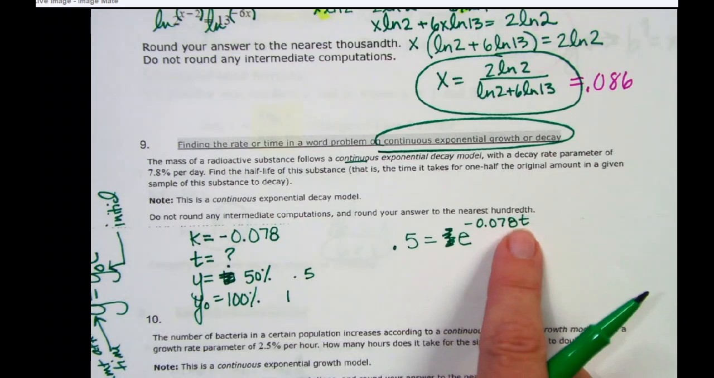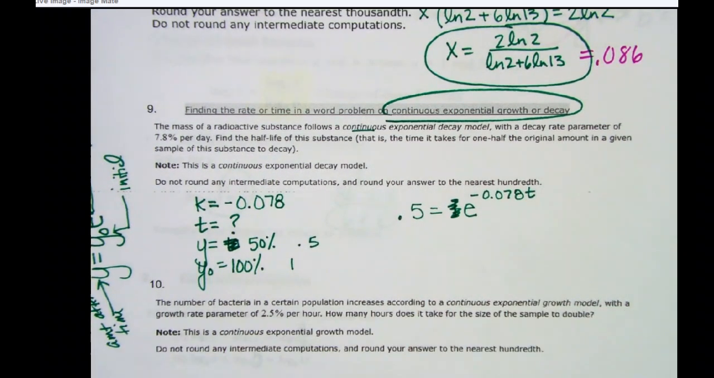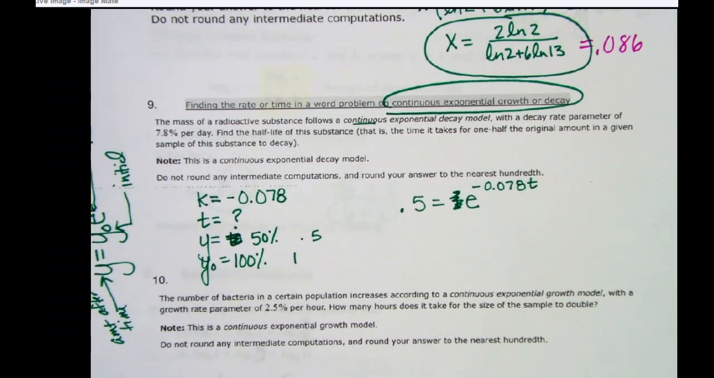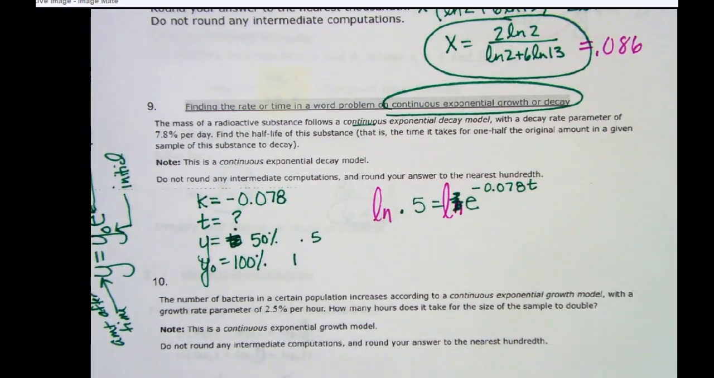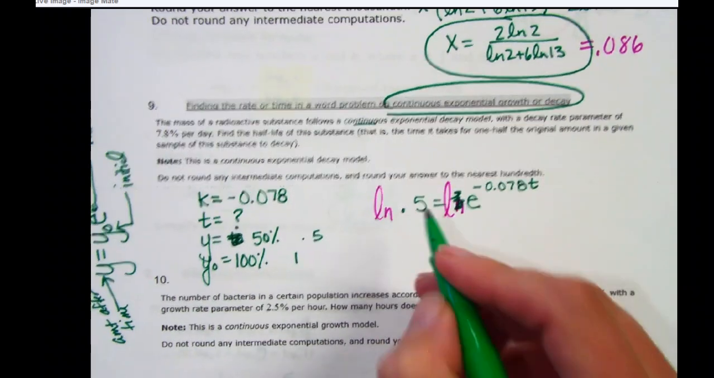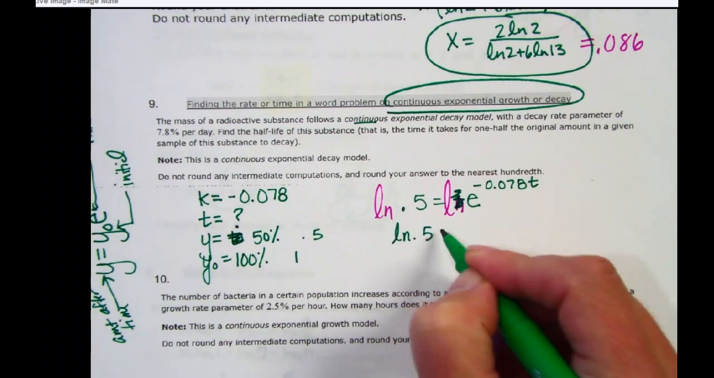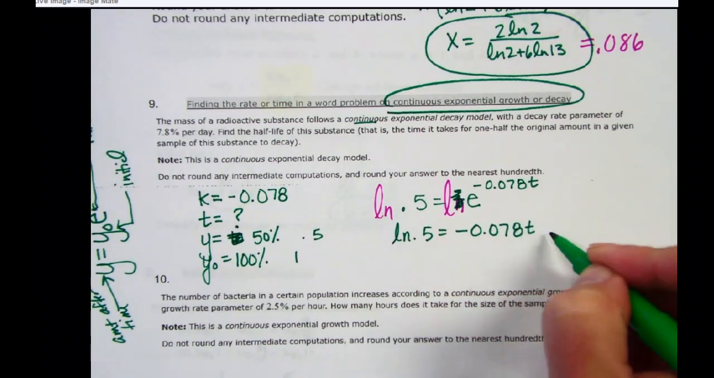I can't do that in my calculator because of the variable, right? How do I get variables back on the ground? What do I have to have? I have to have a logarithm, right? Yeah. Okay, I've got to have a logarithm. So if I take the logarithm of this side, I have to take the logarithm of the other side. Now can this guy move down and become a coefficient? Equals negative 0.078t ln of e.